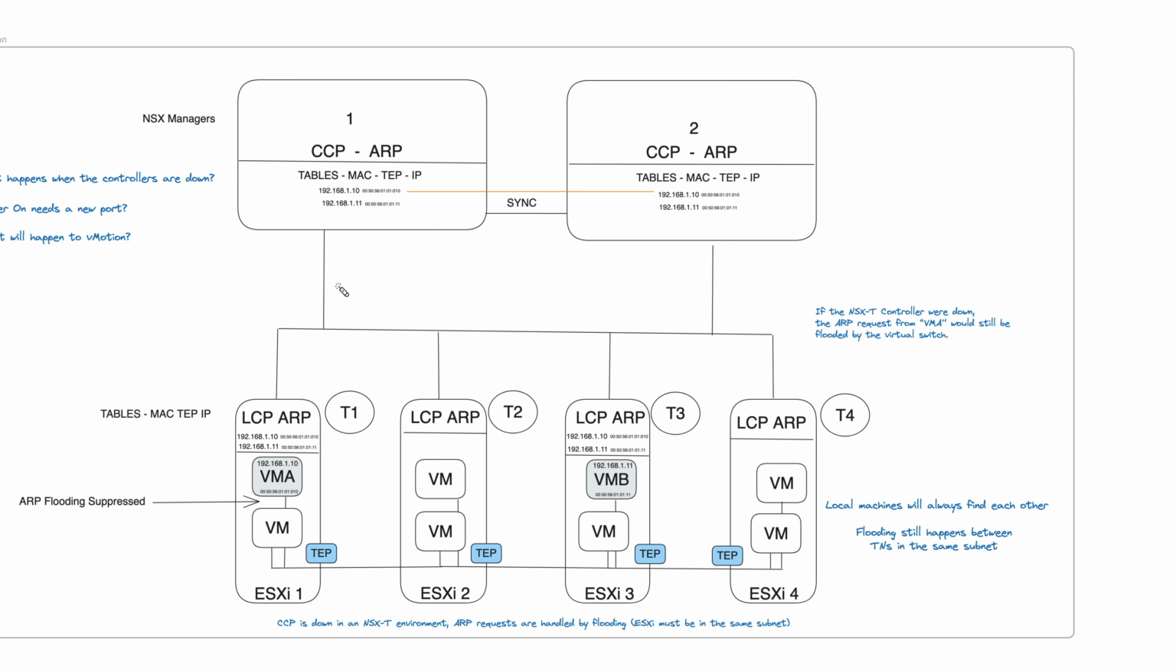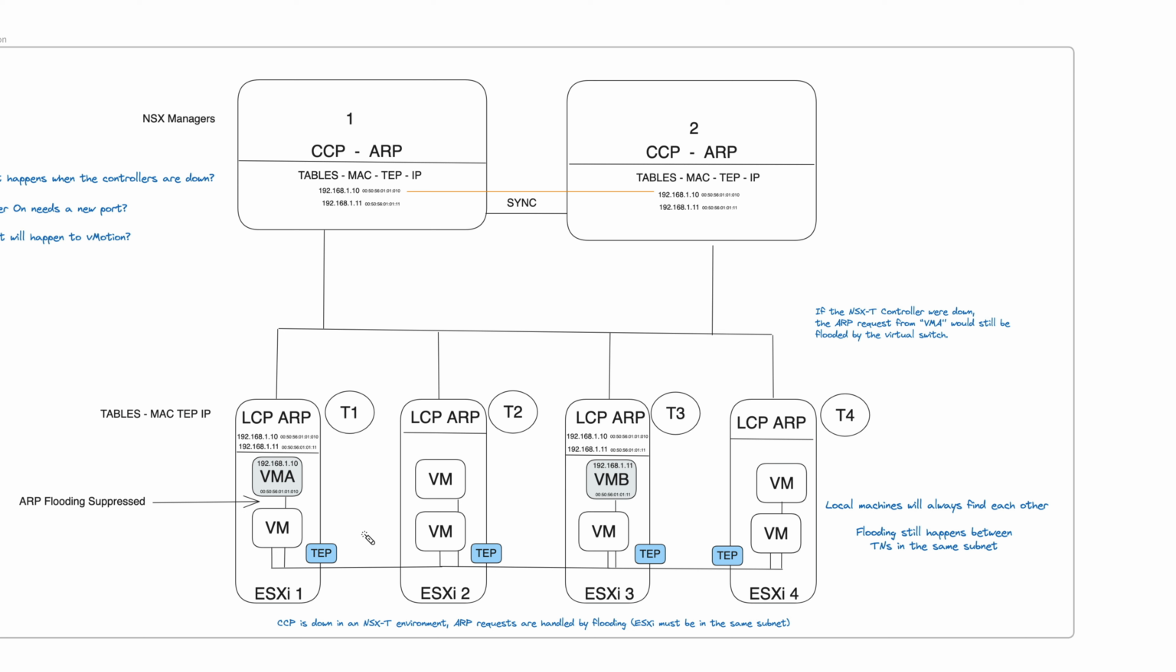So what happens if I lose the connection to my control cluster? Well, I've spoken to some people over at VMware and asked them, what are you doing? Because the documentation is not really very elaborate on this. I found something in an NSX-T design guide which tells me that when the central control plane is down in the NSX-T environment, ARP requests are handled by flooding. So it's still flooding those requests to other tunnel endpoints, to ESXi hosts in the same subnet.